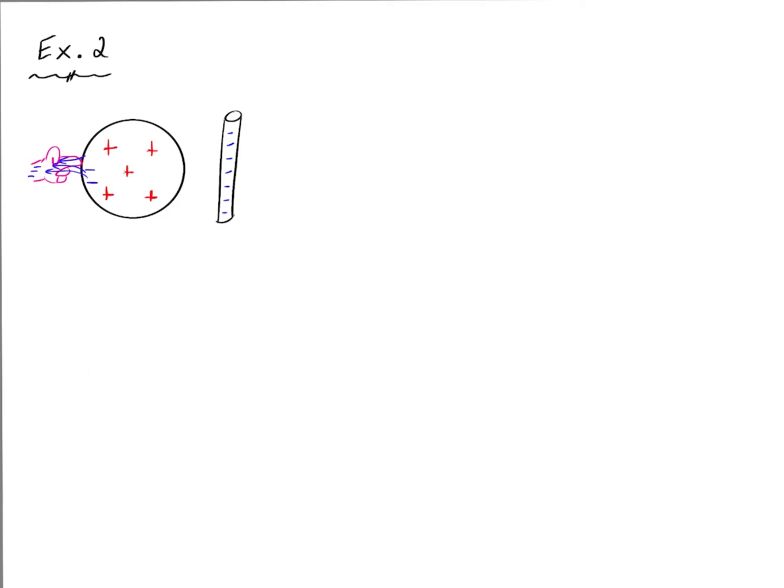whether it be the electrons in my hand or the electrons in the sphere, they have a choice. The neutral hand or the negatively charged rod. They will choose the neutral hand. They like to get as far away as possible from the negatively charged rod, so the electrons will actually flow into my hand in this case, or into the ground.